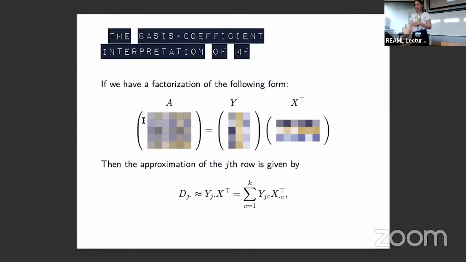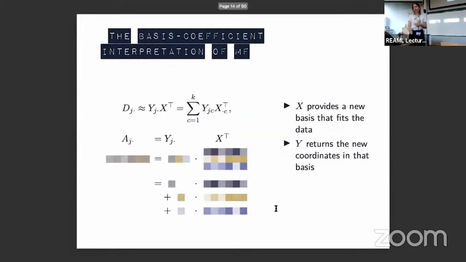So for example, if you want to approximate here the first row of A, then what you do is you multiply the first row of Y times X transposed, right? So in math, it looks then here like this. Or we can just visualize it a bit. So here we have one row of A, and here we have the row of Y, and then we multiply it with X transpose. And what happens basically is that Y denotes coefficients for your basis vector.